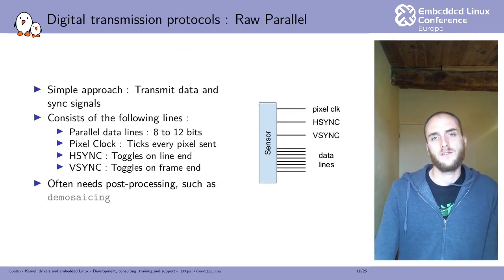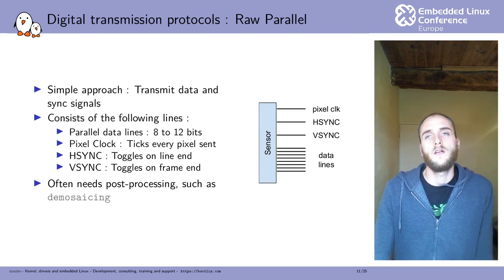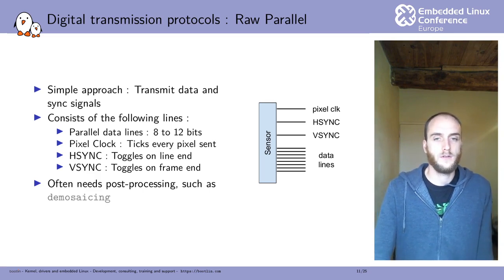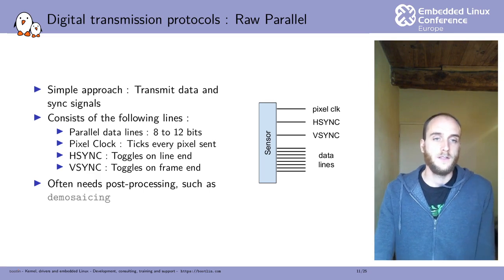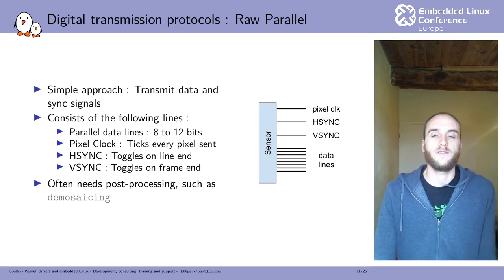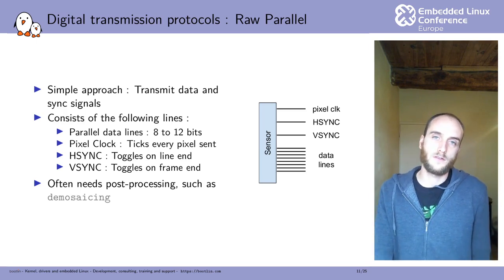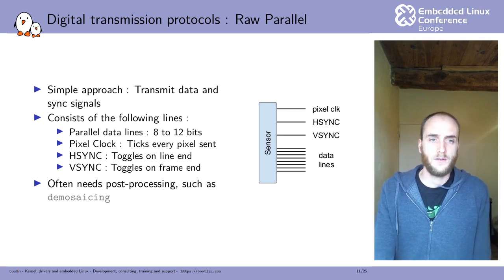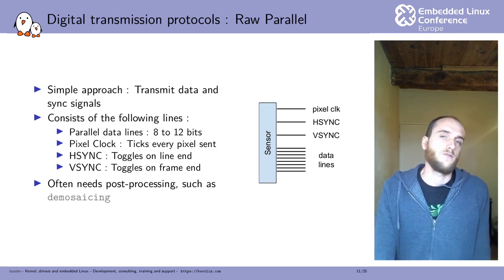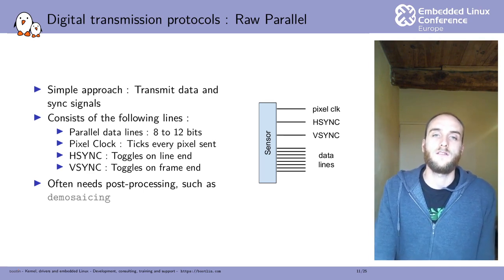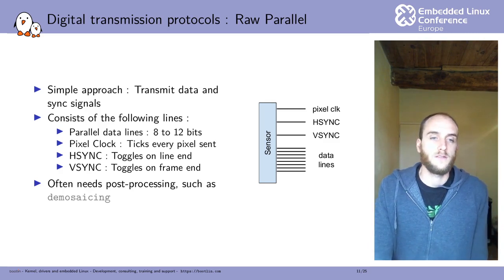So let's talk about this raw interface. The basic way to transfer data from a sensor up to a CPU is using a raw parallel interface. It's pretty simple. You have some data lines that represent the precision of the analog to digital conversion that you have embedded in your sensor. So if your ADC has a resolution of 8 bits, you will probably find 8 bits of parallel data lines on your sensor, on your raw interface, and it can go up to 12 bits.